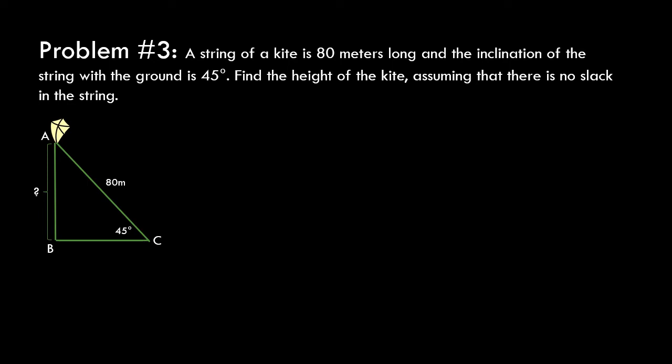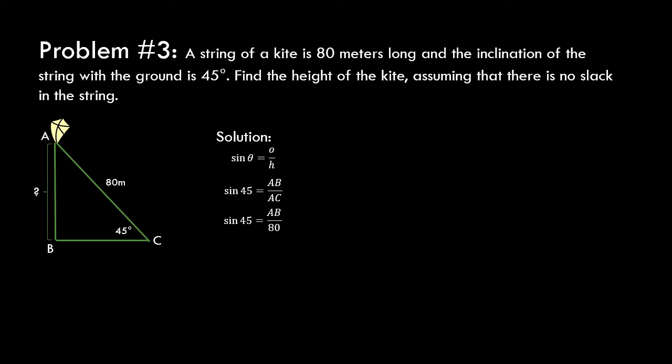Now, in this figure right here, our angle is 45 degrees, and the opposite side of that is what we are looking for, the height of the kite. And our given 80 meters is the hypotenuse of this triangle. So this time, the function that we are going to use is sine theta, because it includes the opposite side and the hypotenuse side. As usual, substitute theta by 45 degrees. Our opposite side is side AB, and hypotenuse is side AC. Substitute the value of side AC, which is 80 meters.